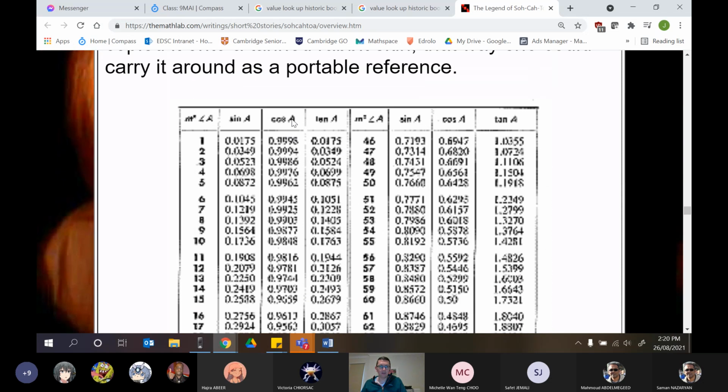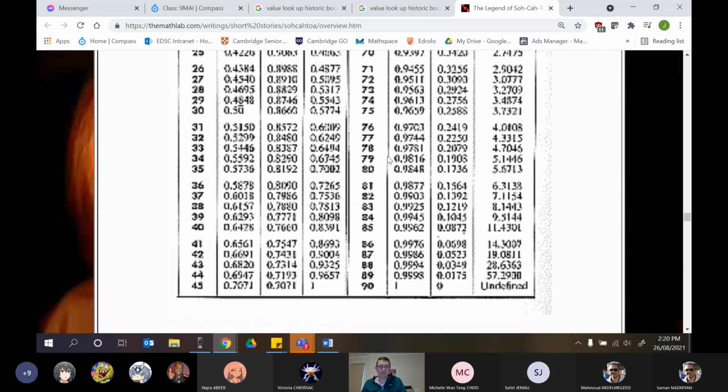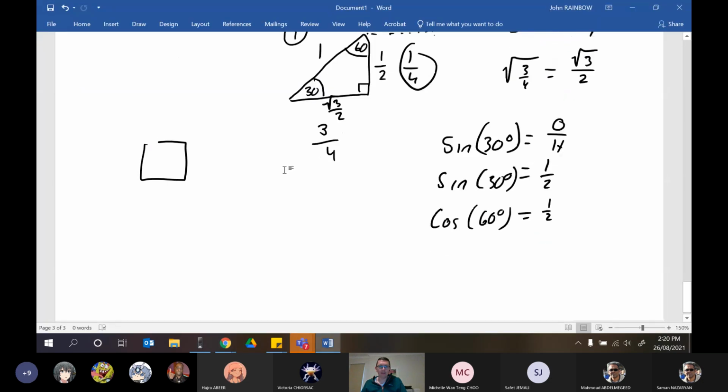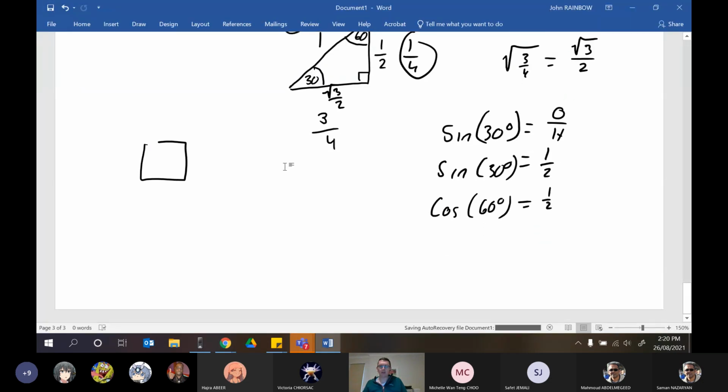And if you look up cos for 60 degrees, where's cos? Over here. Cos 60 degrees, it's a half. So they actually had all these ratios. And what they did, the first book, that one's a very easy one, that was probably one of the early editions, is they just measured out each triangle.